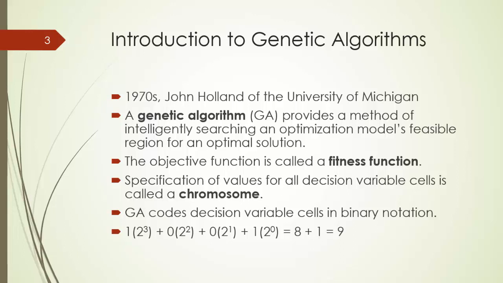Biological terminology is used to describe the algorithm. The objective function is called a fitness function, and the specification of values for all decision variables is called a chromosome. For most programs, a GA codes decision variables in binary notation. For example, 1001 represents 1 times 2 cubed plus 0 times 2 squared plus 0 times 2 to the power 1 plus 1 times 2 to the power of 0, which is equal to 9.